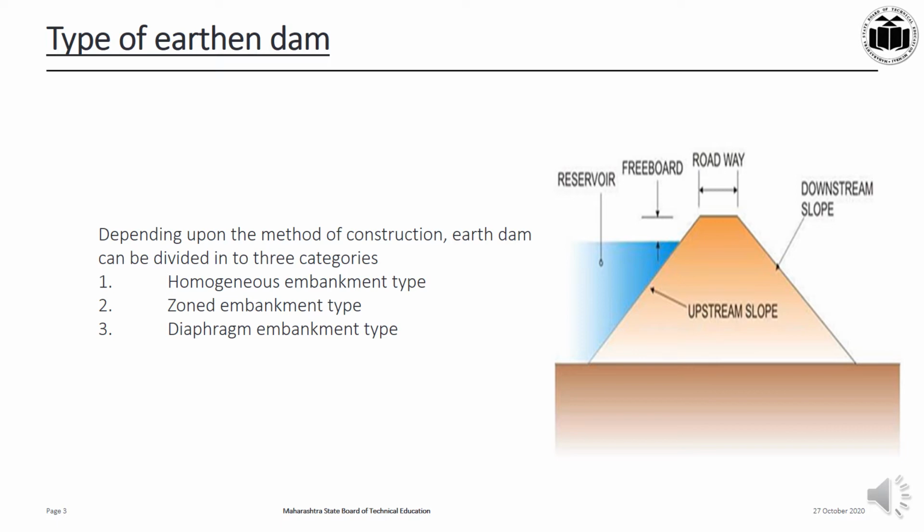Okay. Now we'll see the types of earthen dam. Depending upon the method of construction, earthen dams can be divided into three types: homogeneous embankment, zoned embankment, and diaphragm embankment.